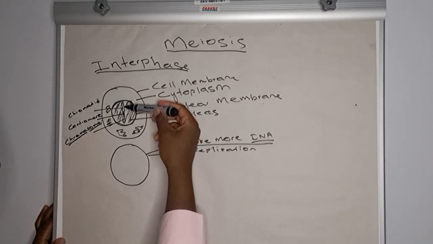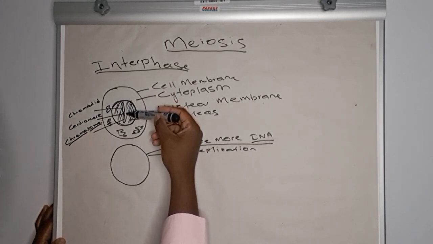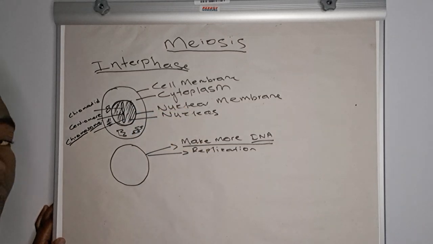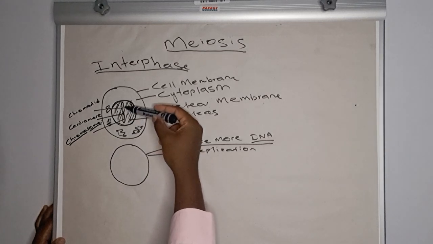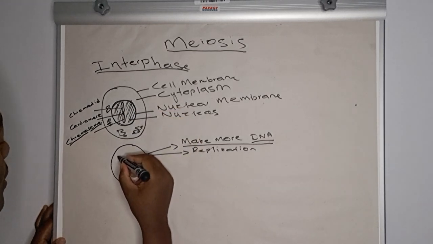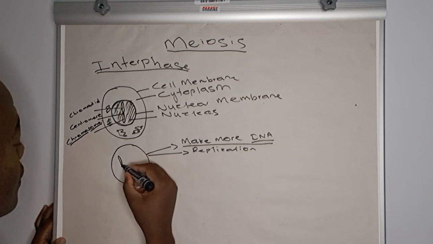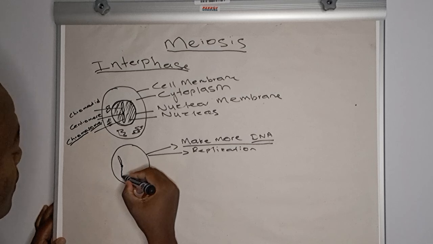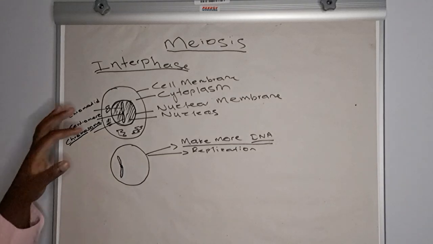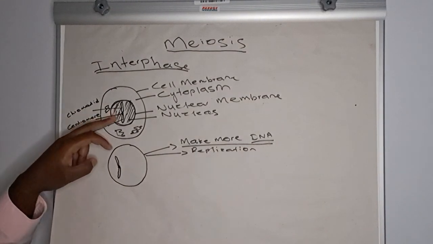Understand that we have this chromosome at the beginning as a diploid cell. Now we want to have, at the end of this, a haploid cell. So what is happening here? We have something like this at the beginning. This is a chromosome.